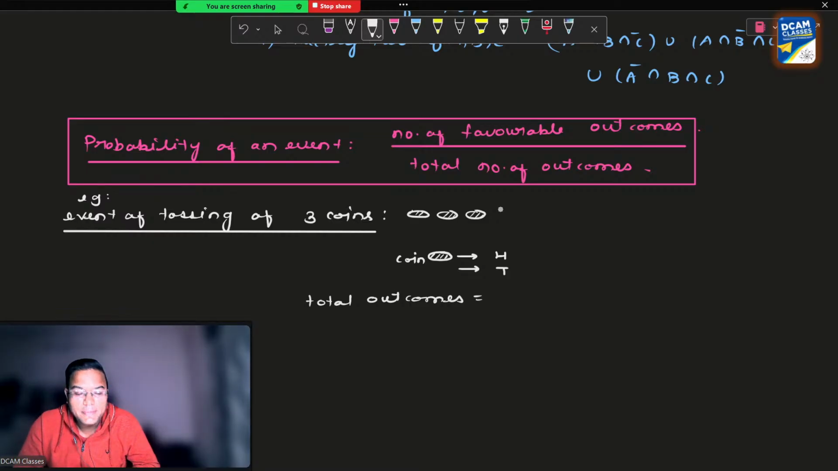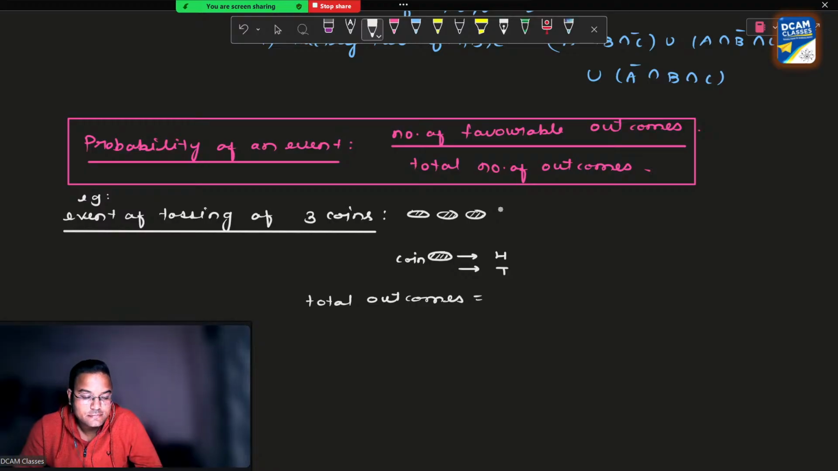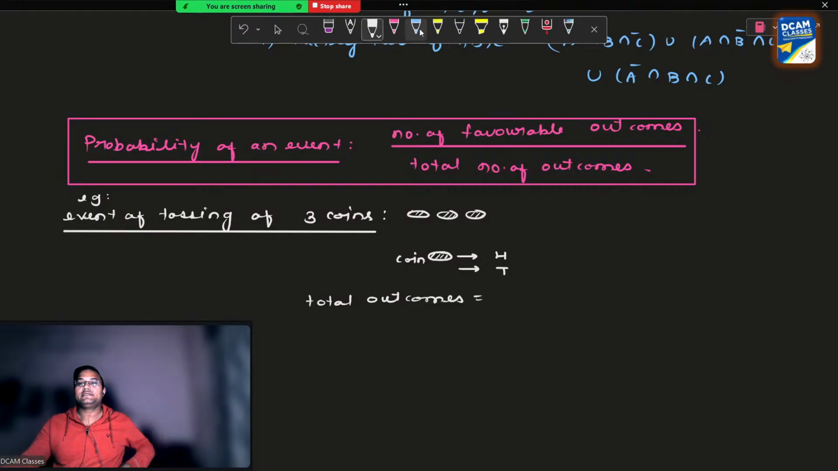Acha, Haripriya, do you remember that in permutation and combination I have told you one fundamental principle of counting? Do you remember that? Kanishka, you also forgot. Yes, sir. See, what's the fundamental principle of counting?